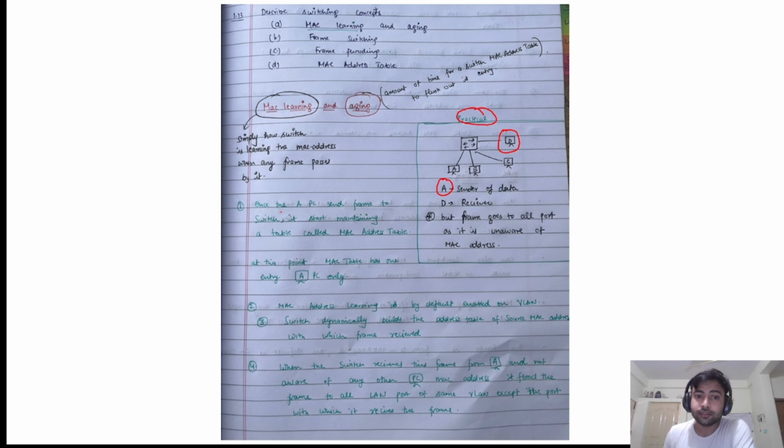Once the PC sends a frame to the switch, it starts maintaining a table called the MAC address table. The MAC address table starts being maintained when the switch receives a frame from the sender. At this point, the MAC address table has one entry, which is the source address only, the source end device only. A PC has a MAC address in its NIC card. In the NIC card, we assign a MAC address. This is also called the built-in address.